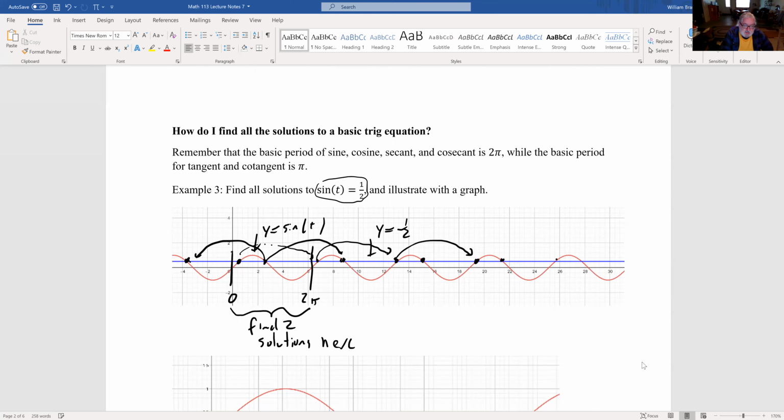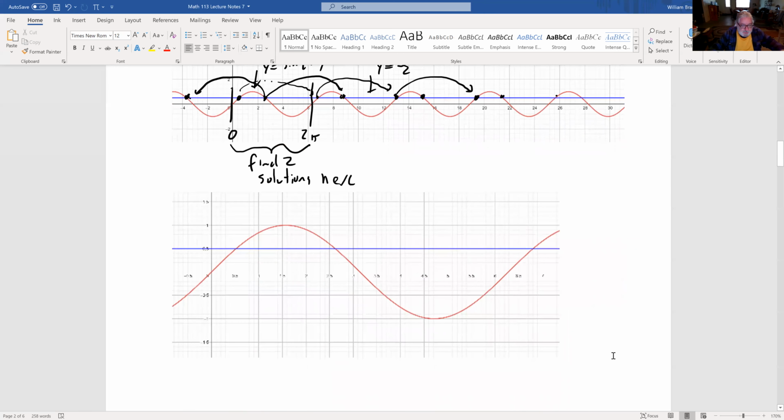So to solve a basic trig equation, you need to find the two solutions that are between 0 and 2 pi, and then you can just add multiples of 2 pi to them to get the rest. So here's a blow up of that. Here's y equals sine of t. The blue line is y equals 1/2. And there's a solution here and a solution here. Those are my two solutions I'm looking for.